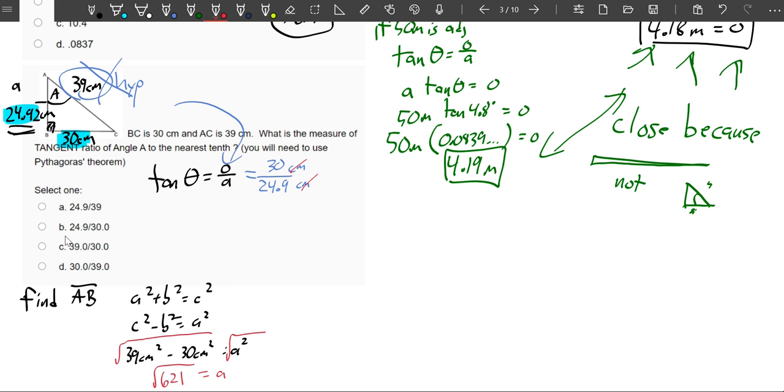It's not in there. I'll have to fix this question. I'll do that now before too many of you attempt this quiz, or attempt this assignment. So it should be 30 over 24.9, which is going to be one of these. Weird. Okay, I'll fix it before you see it, hopefully.